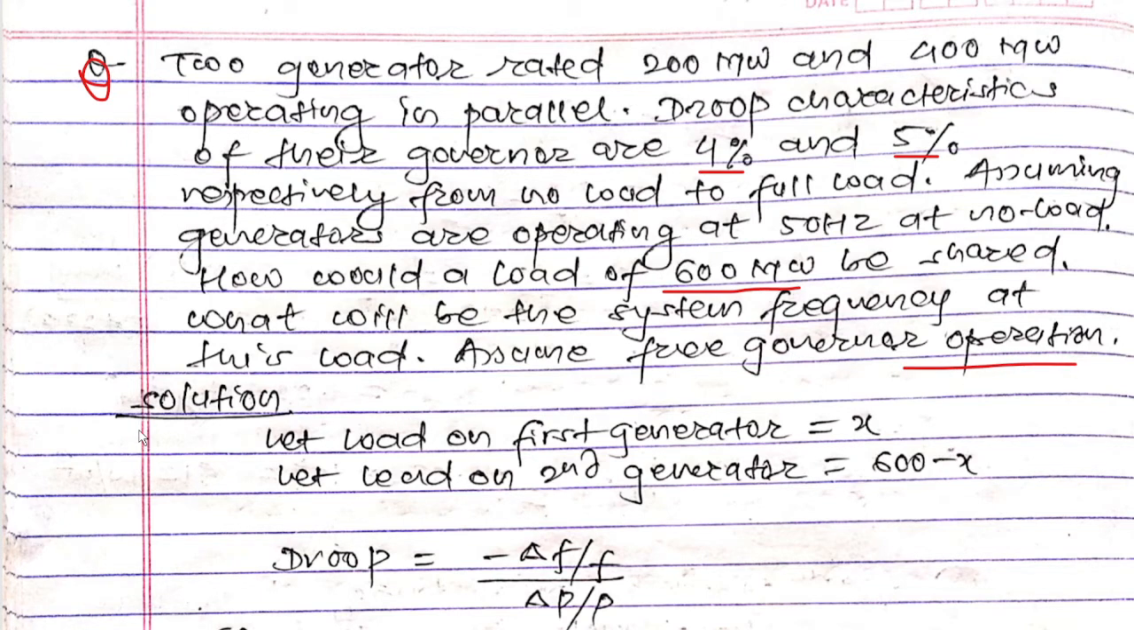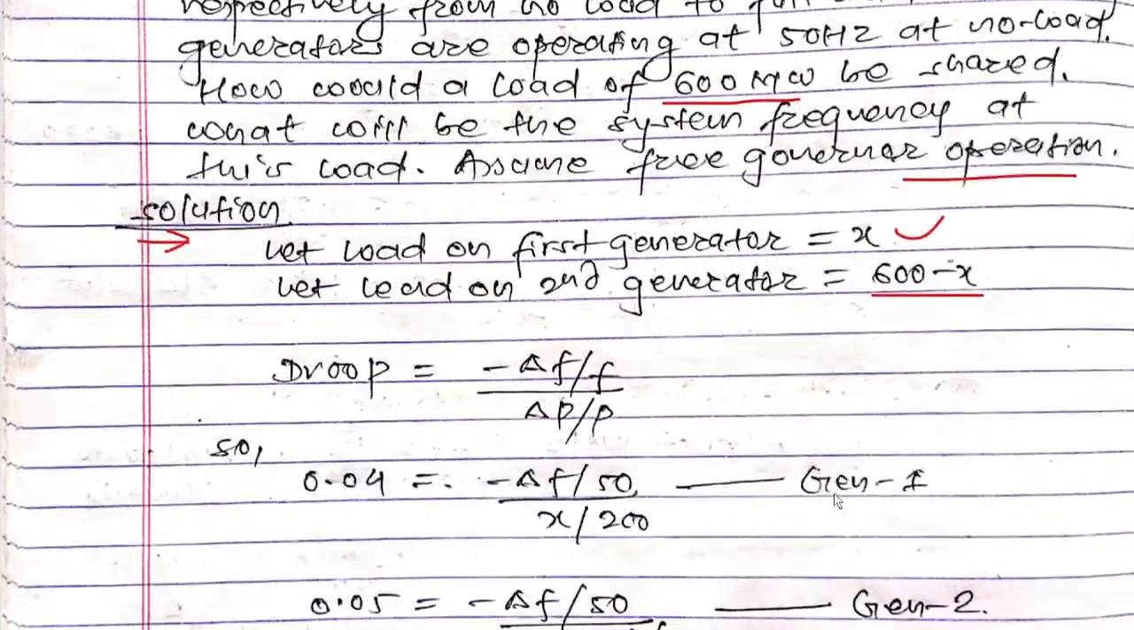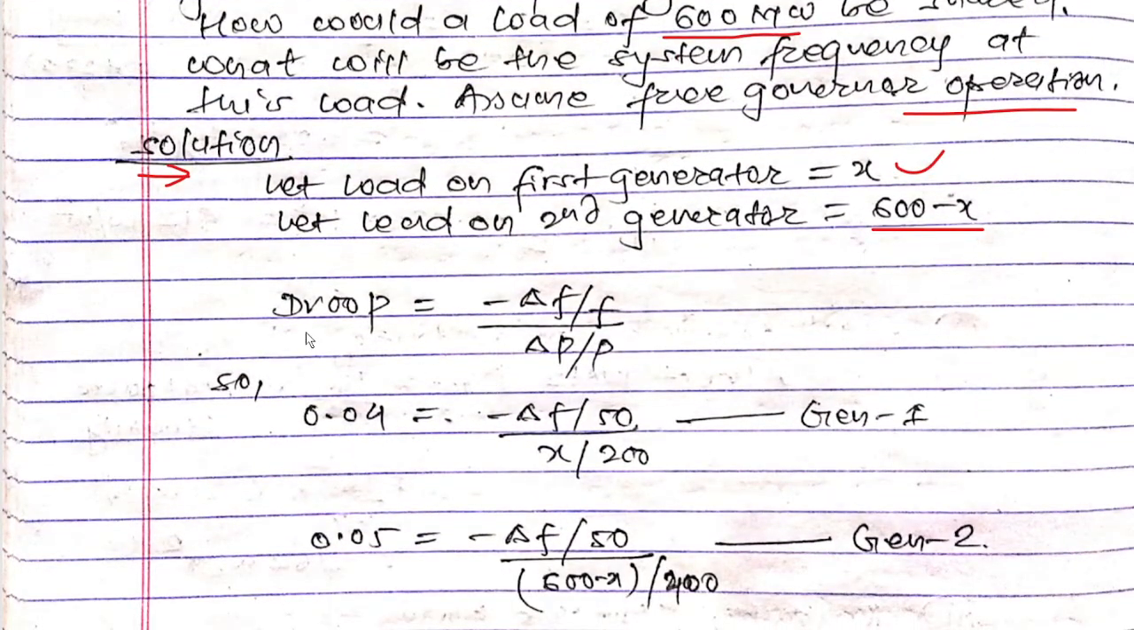So here the very first step, we have to assume the load on the first generator. Let the load on the first generator equal x, and the total load is given as 600 megawatt, so the load on the second generator will be 600 minus x, and we know the droop is calculated as droop equals minus del f upon f over del p upon p.